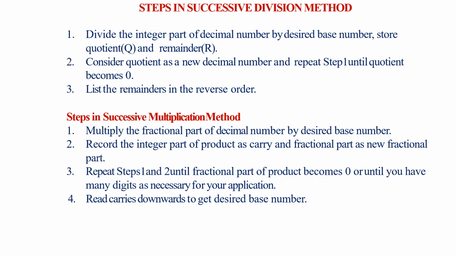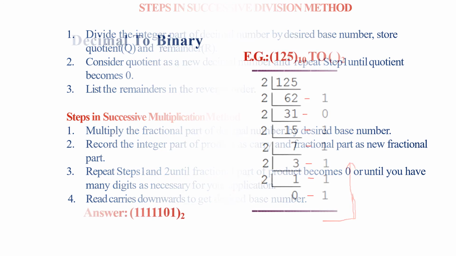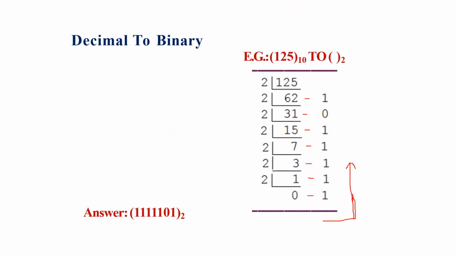The procedure that has to be followed for the integer and for the fractional part, I'll just explain those steps by doing this conversion. So I'm considering decimal to binary. The given decimal number is 125 with base 10. So the conversion is from decimal to base 2, which means binary.